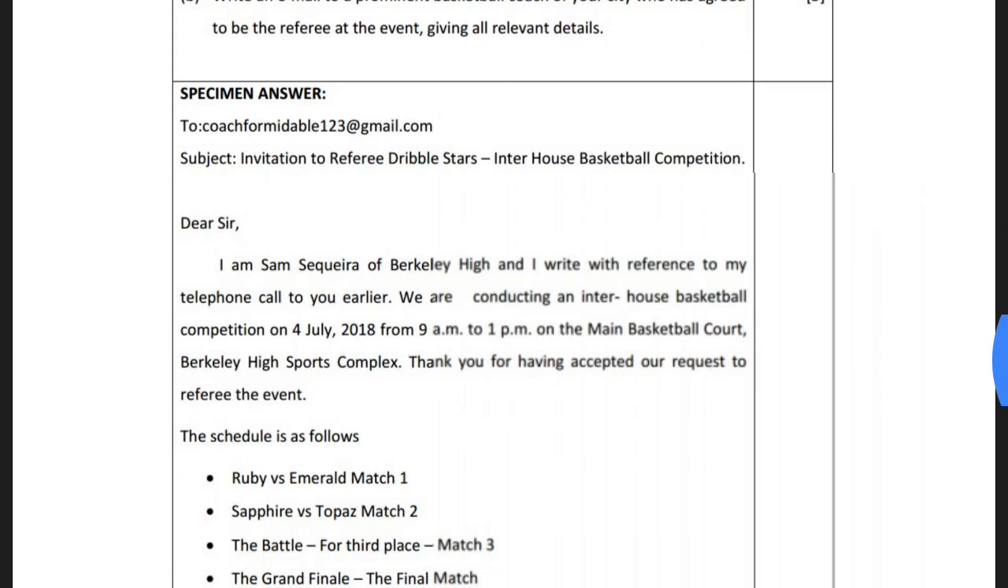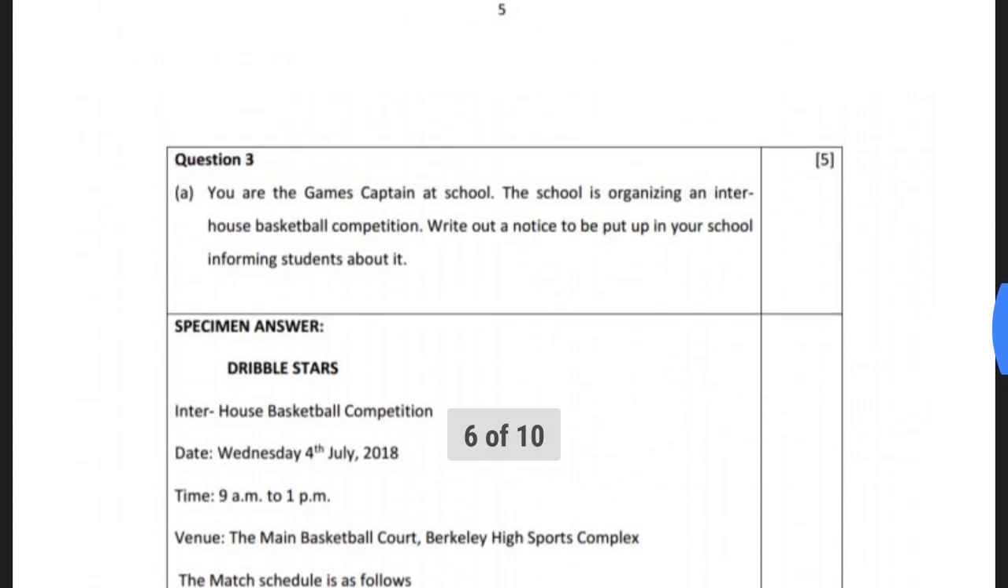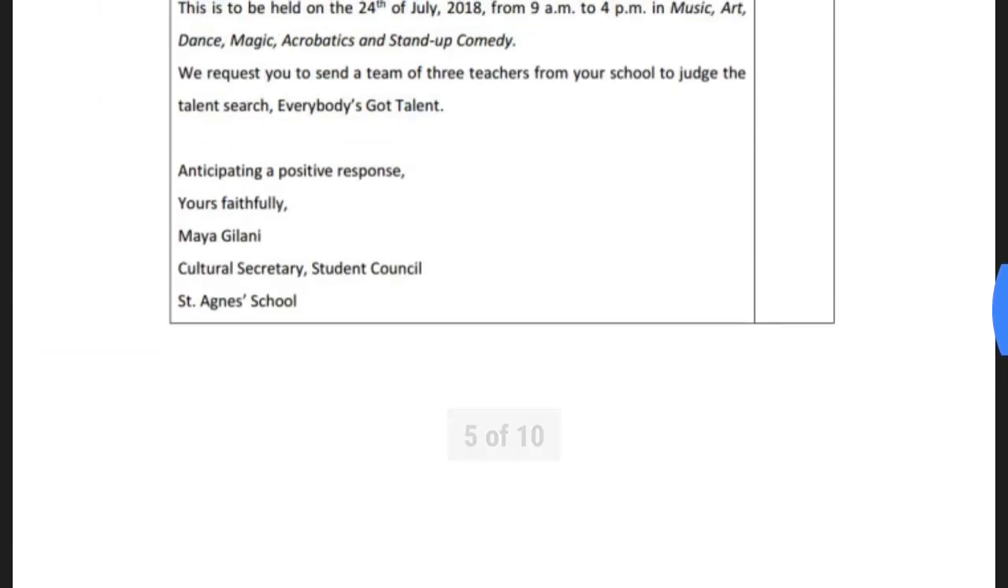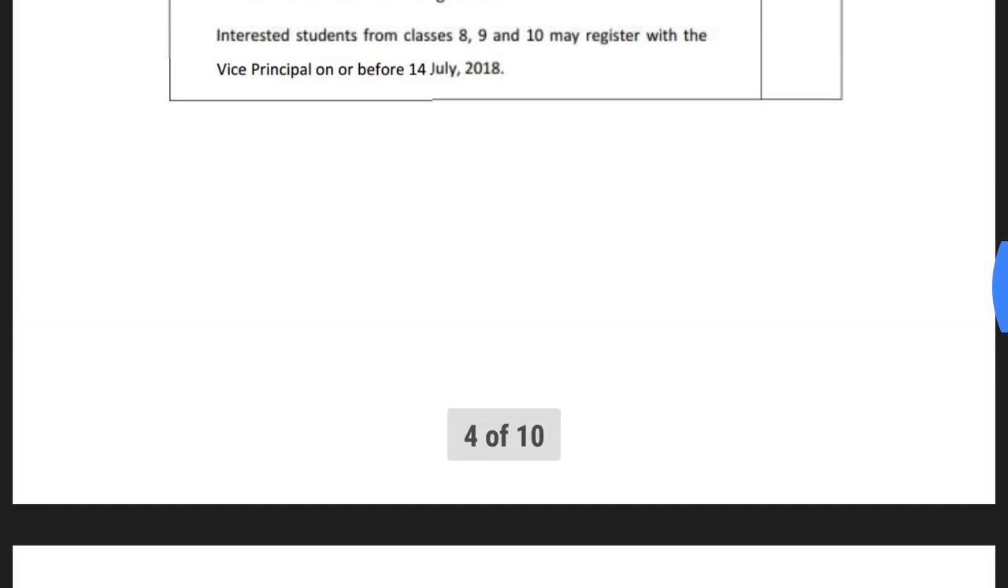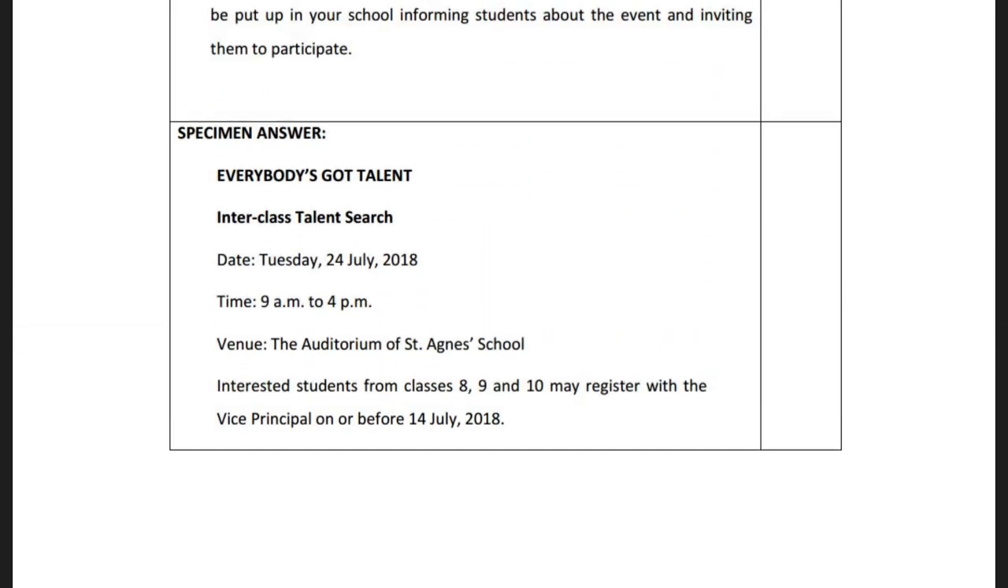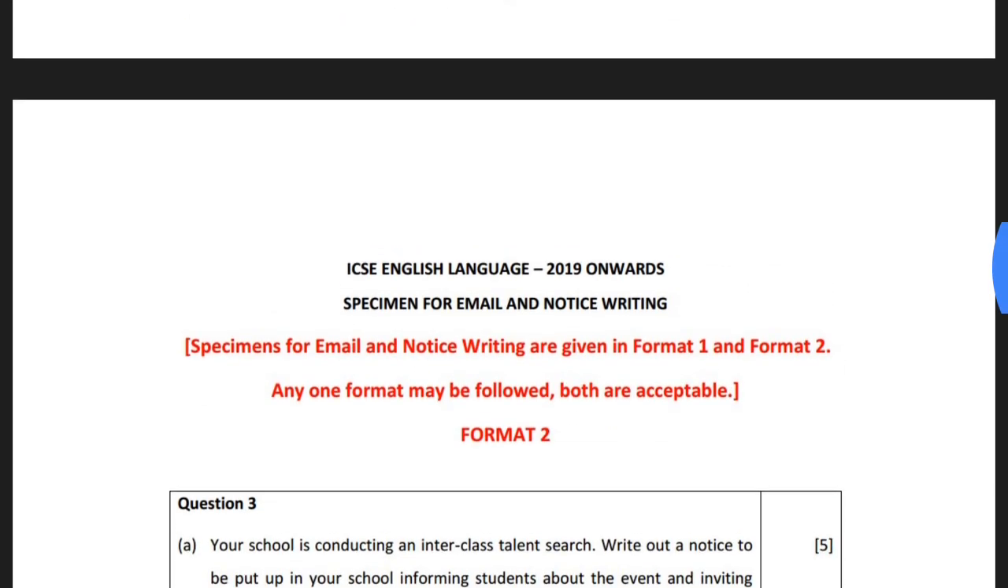This notice and this email pattern are a bit wrong. You should follow the previous email pattern. This is the correct pattern, the one which you see on your screen right now. And the notice, of course, is the second pattern of writing the notice. This is the correct pattern, or else you can do it the first method, that is centrally aligned. So I hope now everything is quite clear to each one of you.